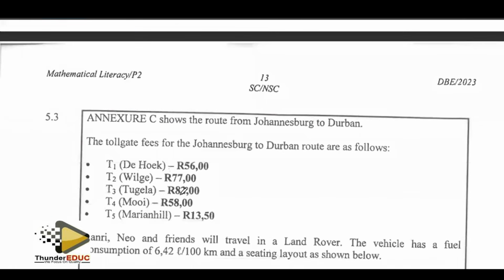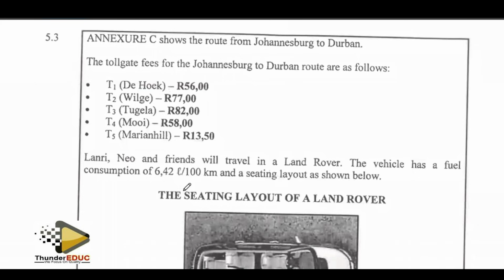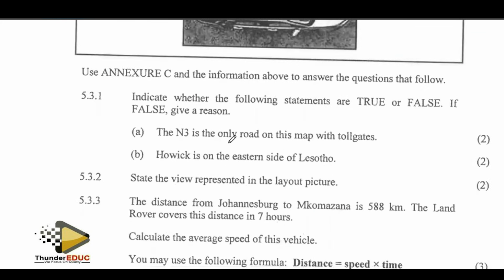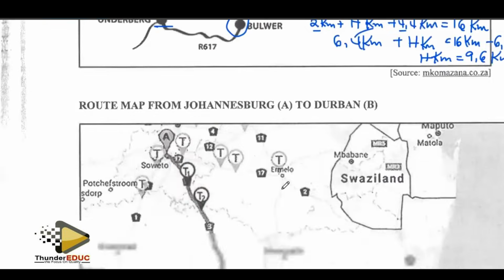All right, 5.3. And next, just see the road and it shows the toll gates. Indicate whether the following statements are true or false. If false, give a reason. This is false. There are other toll gates on other roads. Let's look at the next, just see.